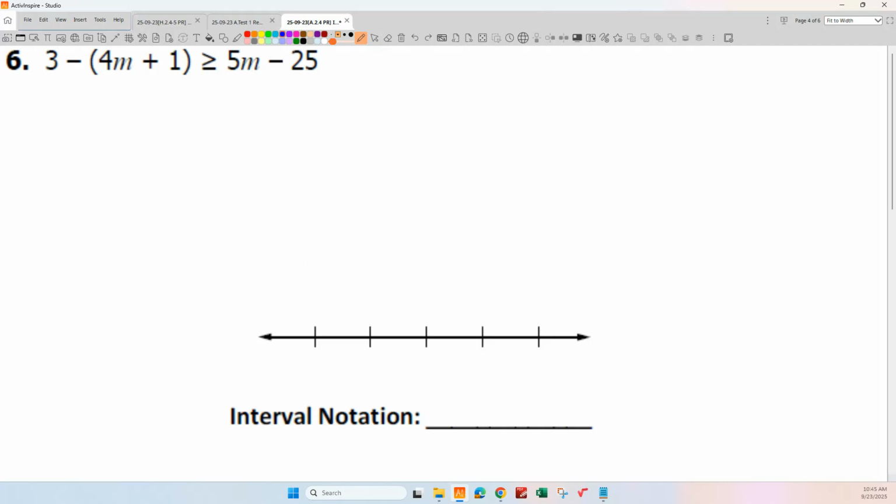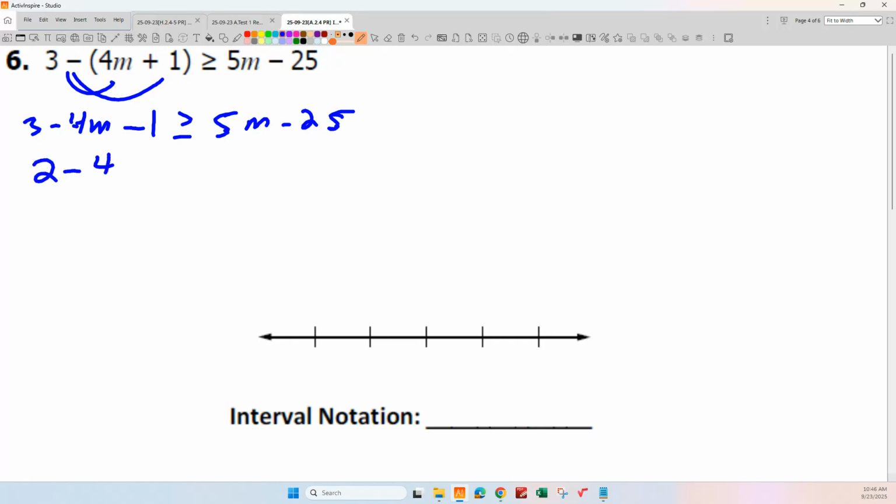Okay, I've got to distribute on this side, don't I? I distribute the negative, so that's going to give me 3 minus 4m minus 1 is greater than or equal to 5m minus 25. I can combine like terms. 3 minus 1 is 2, minus 4m is greater than or equal to 5m minus 25. Now what?